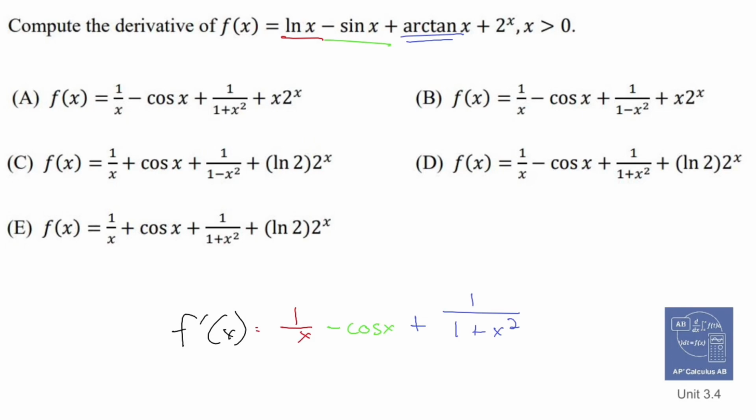And let's get my purple marker out. Whenever you're dealing with 2 to the x, that's going to be b to the x ln of b. So I'll put 2 to the x ln of 2.